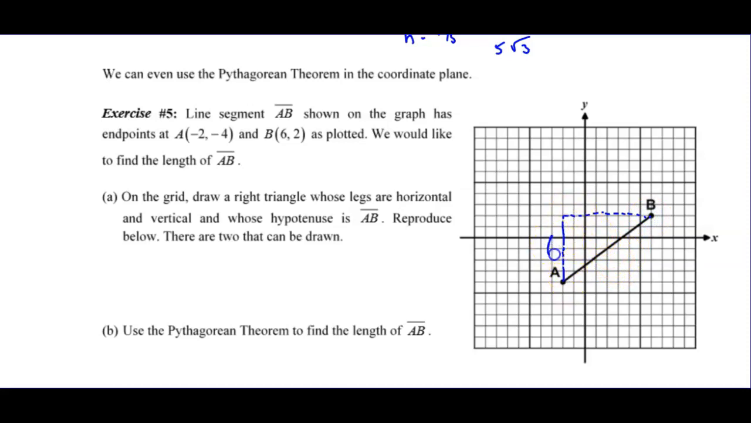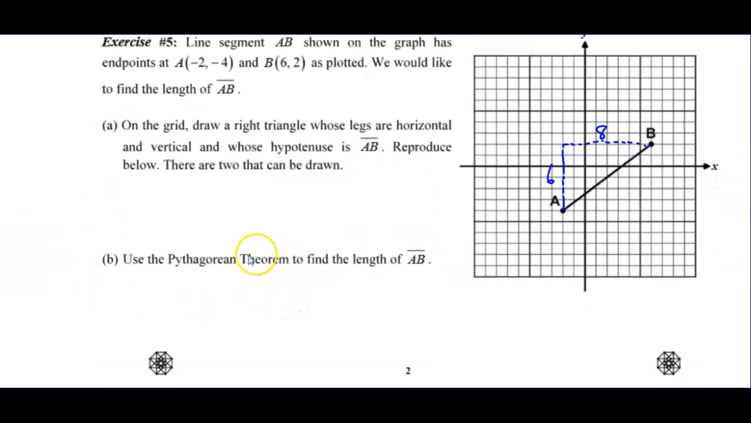So that's 6 units this way. And it looks like 8 units this way. So that's easy to do. And then I want to know the hypotenuse. Well, it says to use the Pythagorean theorem, but remember we can use triples, right? We talked about that at the beginning of this lesson. So if I reduce these, they both reduce by 2.